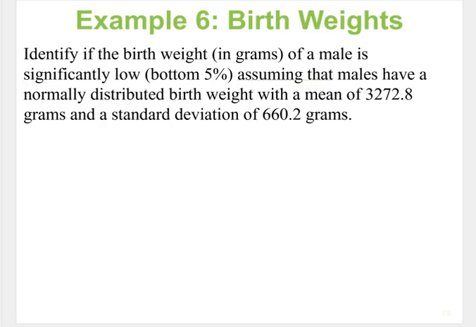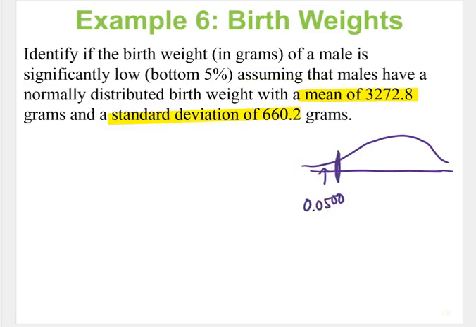All right, next example. If we identify the birth weight in grams of a male baby as significantly low, that means they're in the bottom 5%. So we need to find that birth weight for a significantly low birth weight, so bottom 5%. Important information, mean of this, standard deviation of this. All right, and we want the bottom 5%. So if we were to draw that, we're going to be way down here, and we want that area to be 0.0500. So then we need to find that z-score right there that corresponds with that.